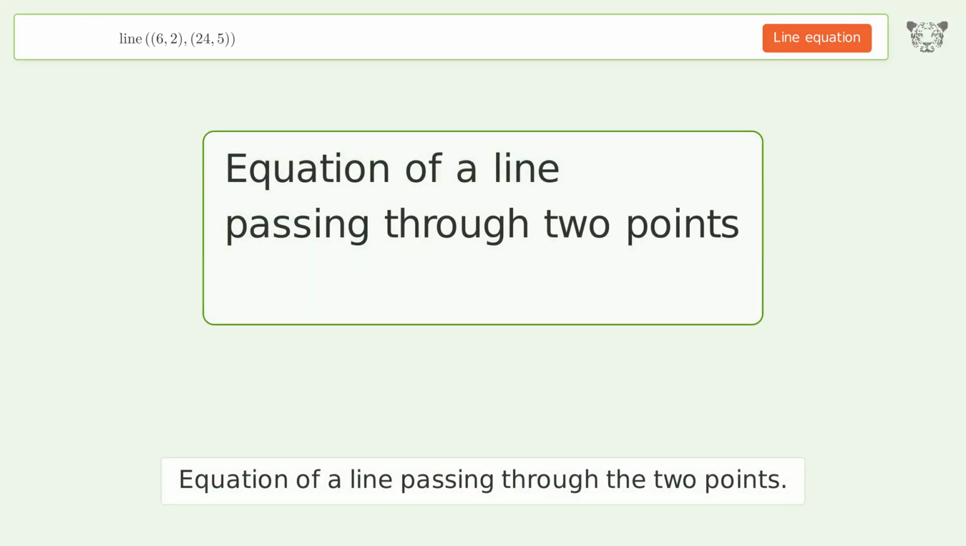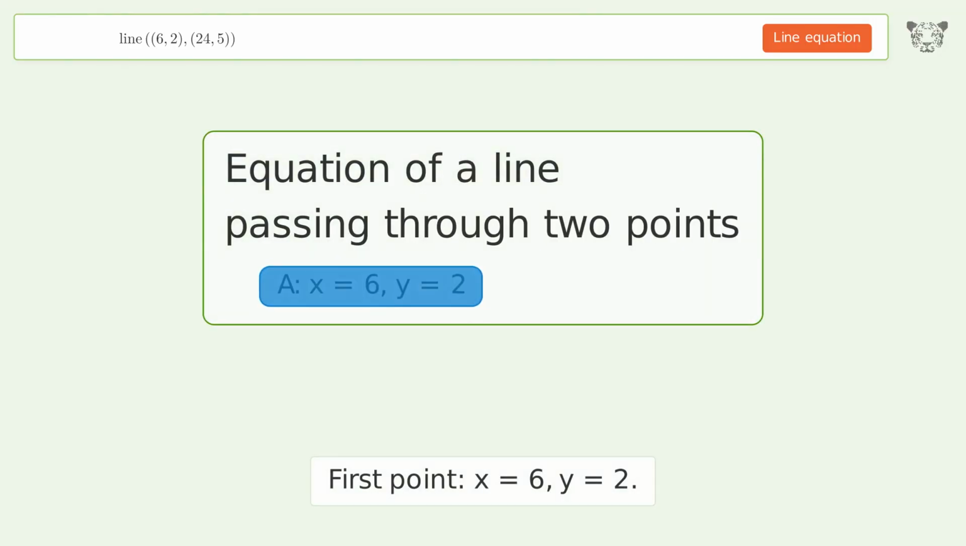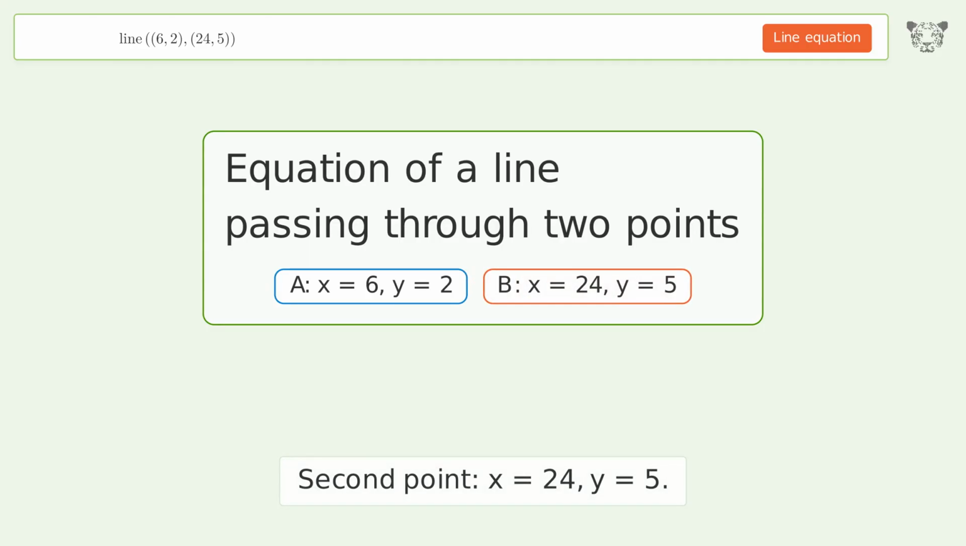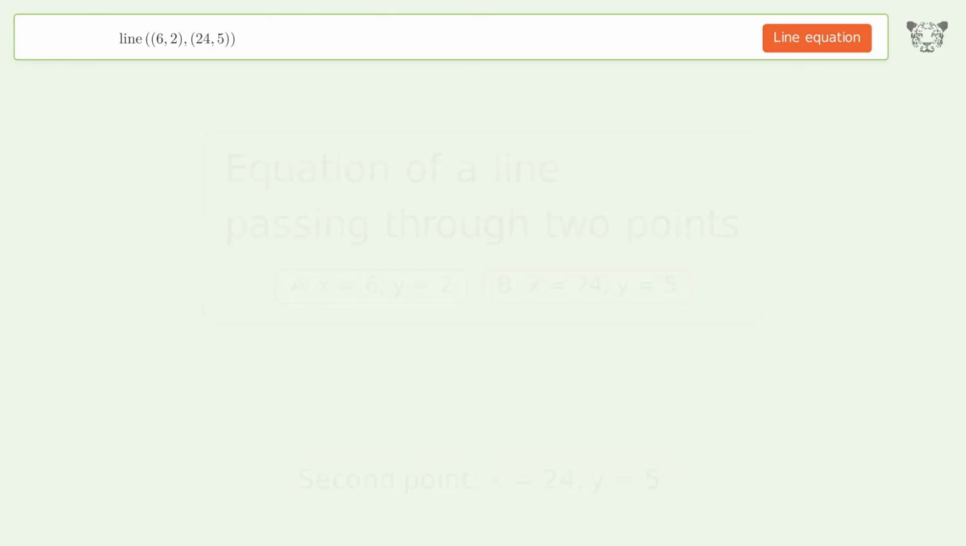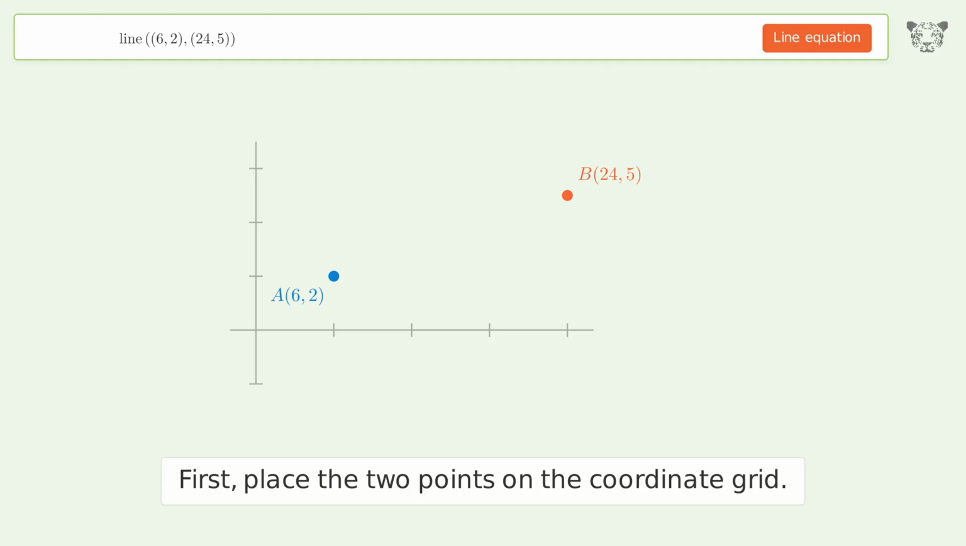Equation of a line passing through 2 points. The first point has x equals 6, and y equals 2. The second point has x equals 24, and y equals 5. First, place the 2 points on the coordinate grid.